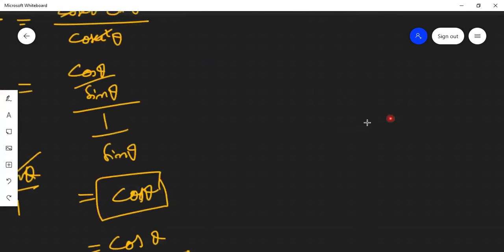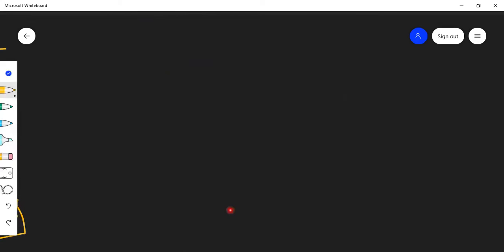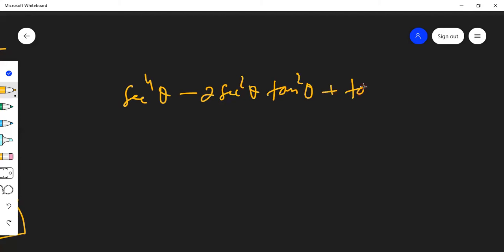Let's see one more question. This one is asking you to simplify sec to power 4 theta minus 2 sec square theta tan square theta plus tan to power 4 theta. This is part J.